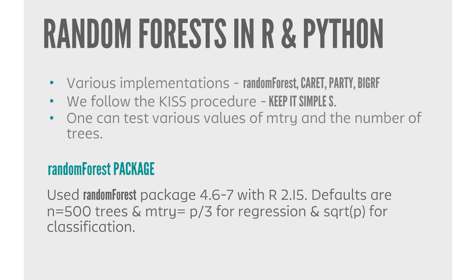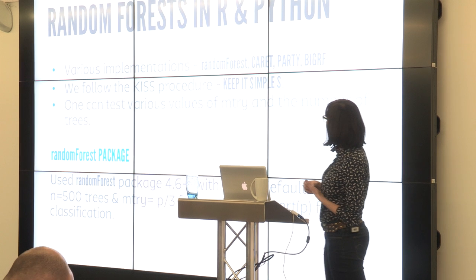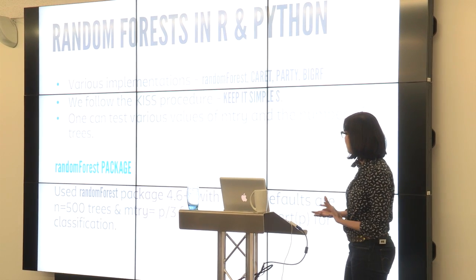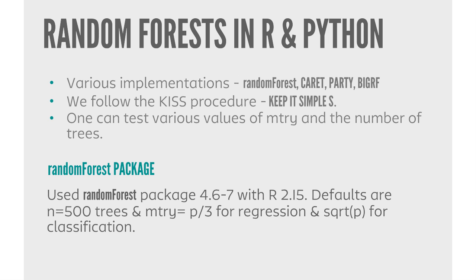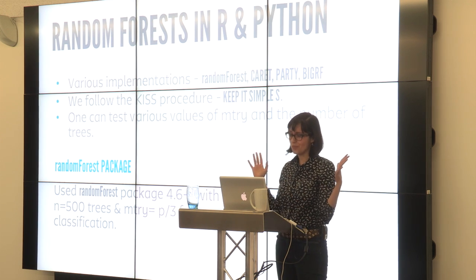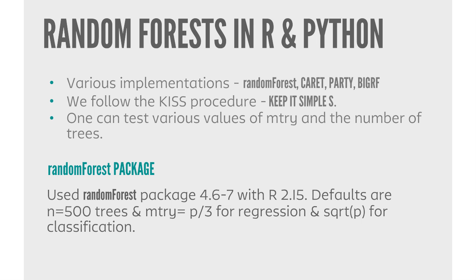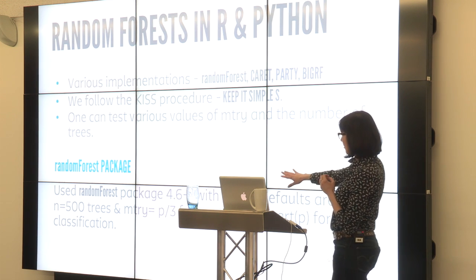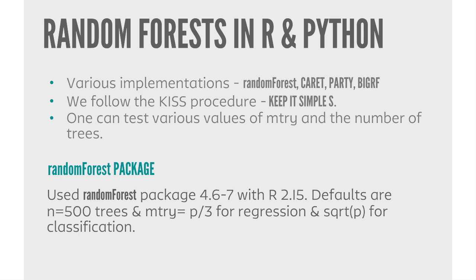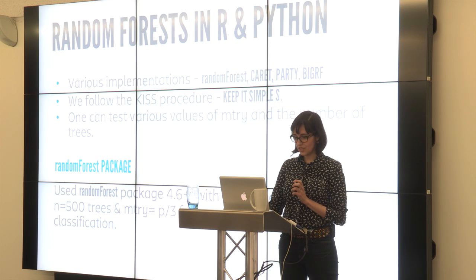Then you can move on to different implementations in your favorite language. In R, there are various implementations in different libraries. Probably the most common is the one in the randomForest library. But there are other libraries that also have random forest implementations: caret, party, and bigrf. And there's probably much more that I don't know anything about. However, we're going to follow the KISS procedure, keep it simple. We're going to test various values of mtry and the number of trees, because those are my two free parameters. So I'm going to stick in R with the randomForest package, version 4.6-7 with R 2.15. The defaults are ntree equals 500 trees, and mtry equals p over 3 for regression, and square root of p for classification. So that's what you get out of the box.